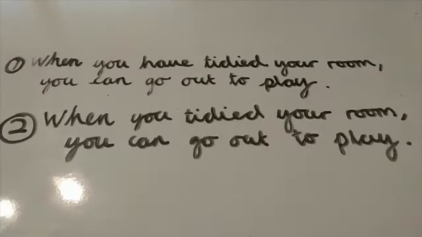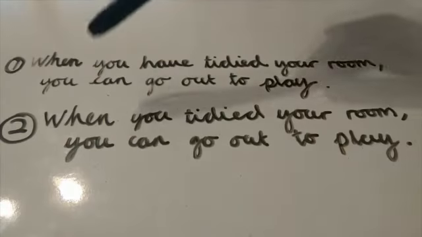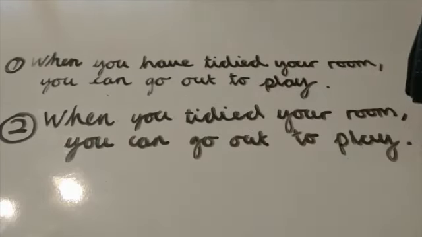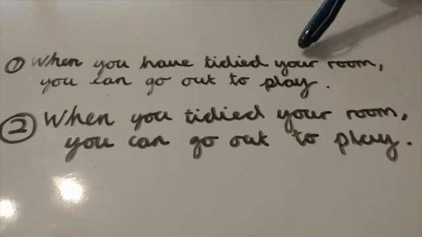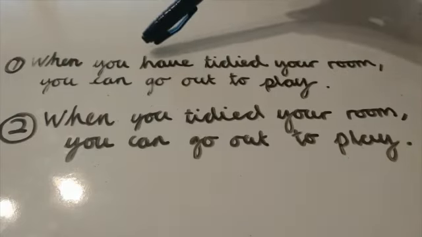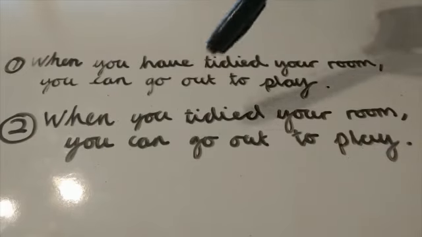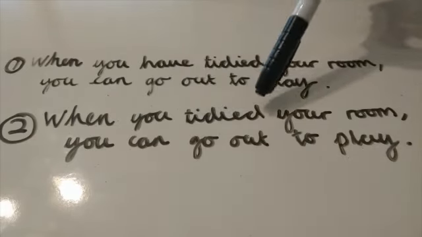Okay guys, here's a second example. Which one would you use? Which one sounds correct? Sentence 1. When you have tidied your room, you can go out to play. Or, when you tidied your room, you can go out to play. Let's think about which one's the simple past and the present perfect. Sentence 1 is the present perfect because we have in our sentence. Sentence 2 is the simple past because we've just got the past tense verb here.